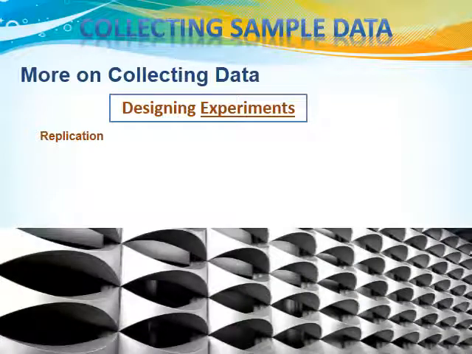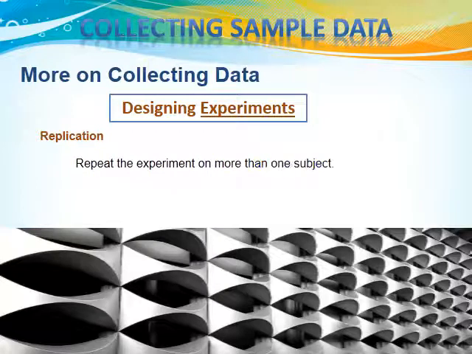Another thing to consider when designing experiments is the idea of replication. This could mean two different things. We could repeat the experiment on more than one subject, of course, because we don't want to leave it at one subject, but also our experiment has to have the ability to be replicated by some other independent research group. Because if it can't be replicated, there's going to be a lot of doubt surrounding the experiment we've conducted and the results.